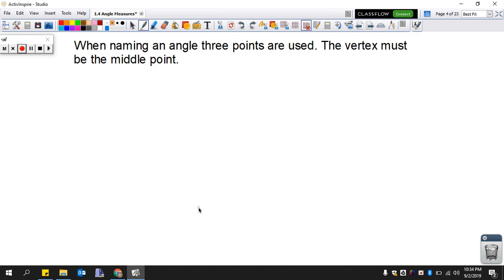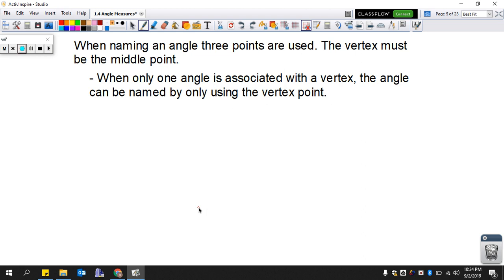When you're naming an angle, 3 points are used. And of those 3 points, 2 of them are on the sides, and the third point is the vertex, and the vertex has to be the middle point. When you have an angle that only has one angle associated with a vertex, that angle can be named by only using the vertex point, but that generally is not very common in the work that we're doing.